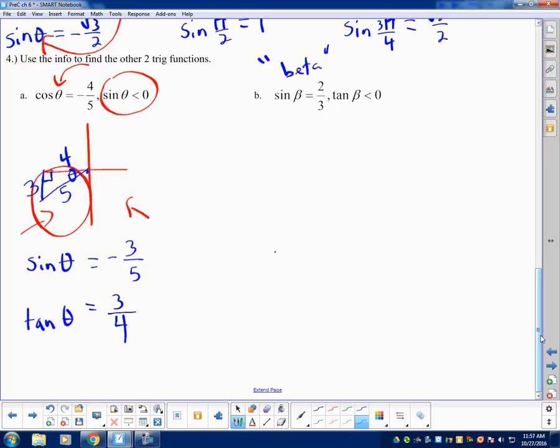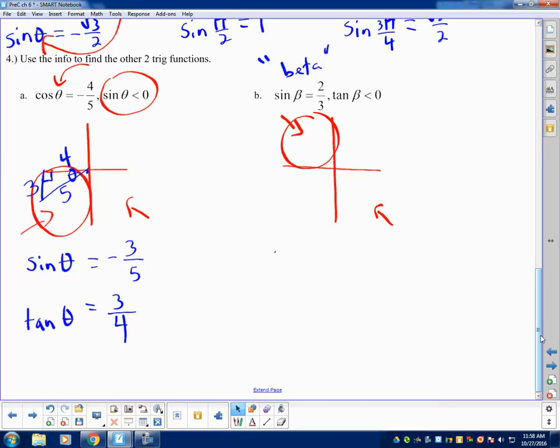If tangent of beta is less than 0, then I have to be in one of the following two quadrants. Either here or here, because here and here, tangent would be positive. So it's either there or there. Now it says sine of beta also equals 2/3. So the fact that sine of beta is positive limits me to which quadrant of those two? The top one, so we'll circle that.